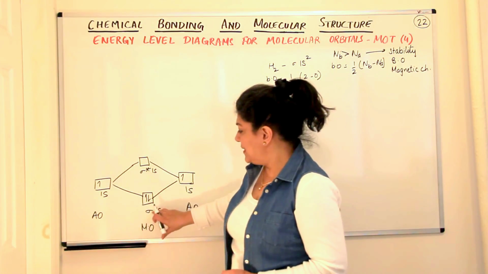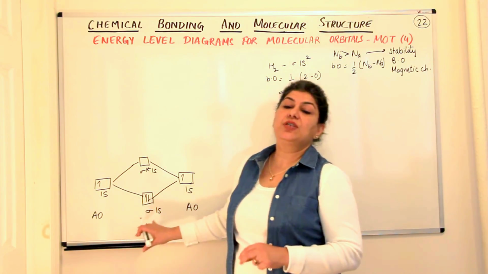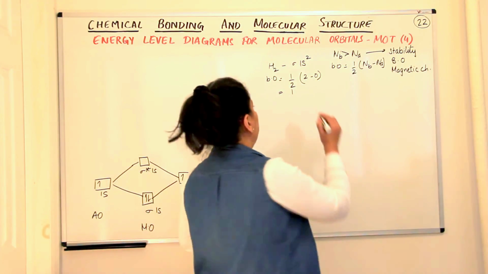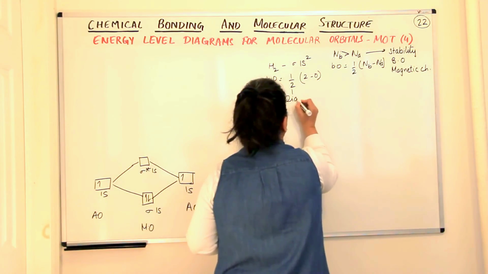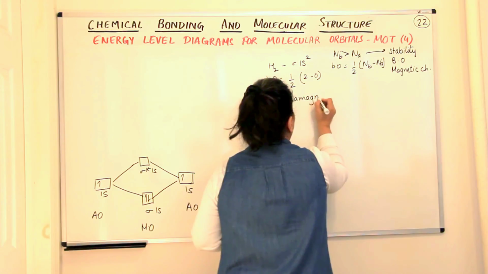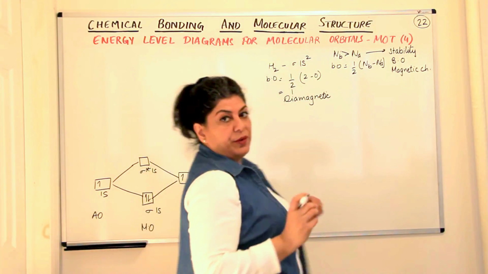So from this we see that there are only 2 electrons and they are paired. Therefore, this molecule should be diamagnetic in nature. So hydrogen should be diamagnetic. Right?